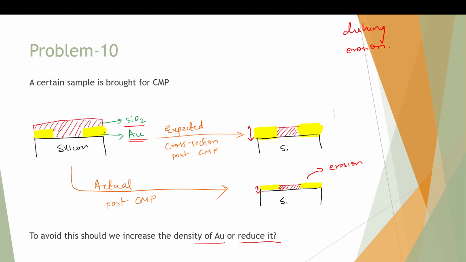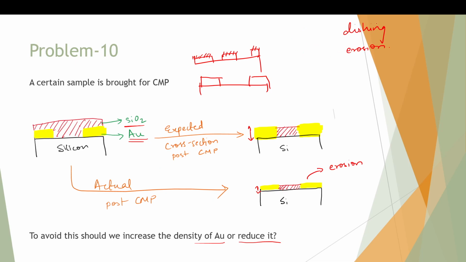If we increase the gold density, there is gold here, gold here, gold here. So there is more gold area available to etch. The CMP will remove more gold, but we do not want the gold to be removed. If the density of gold is less, then it sees more SiO2, so it is easier for it to remove SiO2 and less gold. So there is always a trade-off.